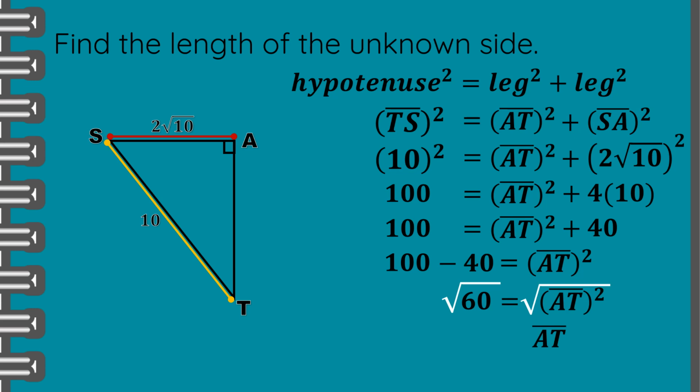And since 60 is not a perfect square number, if we try to think of the highest perfect square factor of 60, that is 4. 60 divided by 4 is 15. We then have square root of 4 times 15. Square root of 4 is 2, and square root of 15 is still square root of 15. So, the length of segment AT now would be 2 square root of 15 units.